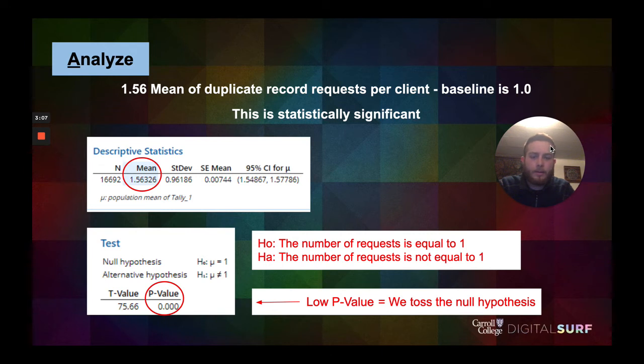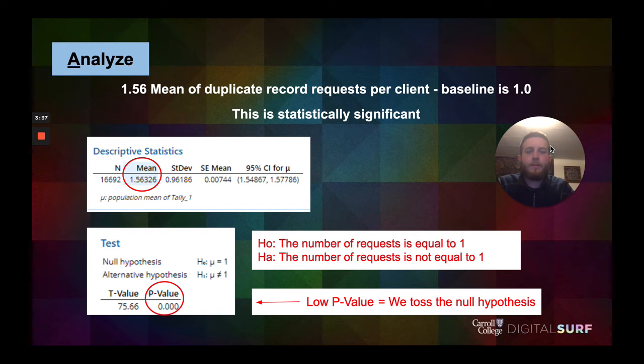So in order to figure out if this is significant or not, we do have a null hypothesis and an alternative hypothesis. In words, our null hypothesis is that the number of requests is equal to 1, and the alternative hypothesis is that the number of requests is not equal to 1. We got a p-value of 0, which is definitely low. And so with a low p-value, we can toss the null hypothesis and accept the alternative, so that the number of requests is not equal to 1.